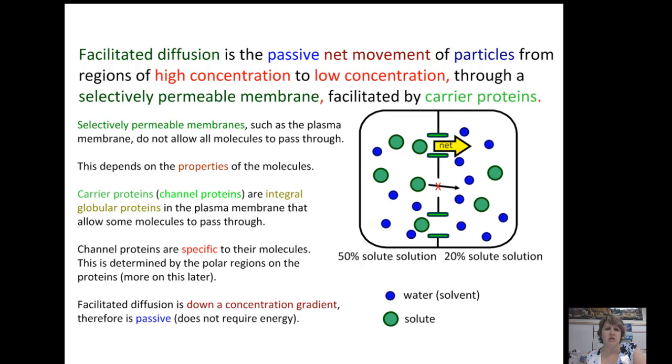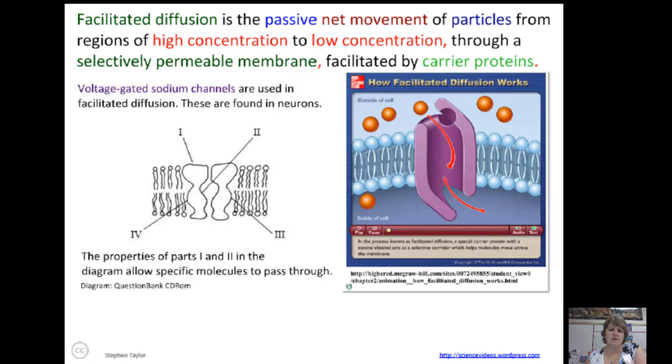So you have carrier proteins and channel proteins, which would be integral globular proteins. So these are ones that could span the whole width of the membrane, going from protruding to both sides, or just being on one side and then able to move through and carry the substance. These channel proteins are very specific to their molecules, and this is determined by the polar regions of the proteins that would be on the inside and would react to these ions. We'll get to more of that later. This is down the concentration gradient, so down the slide, so therefore still not requiring energy. All right, some of our channels are just always open, and some are what we call gated, where they open on one side and then close on the other.